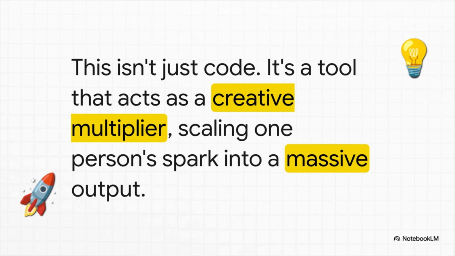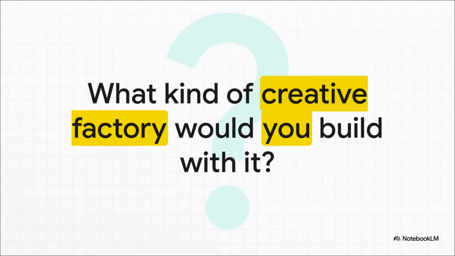So at the end of the day, what we've been looking at, it's more than just some cool Python script, right? It's really a blueprint for a whole new way of working. It's a tool that acts as a creative multiplier, leveraging AI and automation to scale one person's creative spark into a massive, massive output. And that really just leaves us with one final question. Now that you've seen how AI strategy and automated design can create this incredible engine for content, what kind of creative factory would you build?